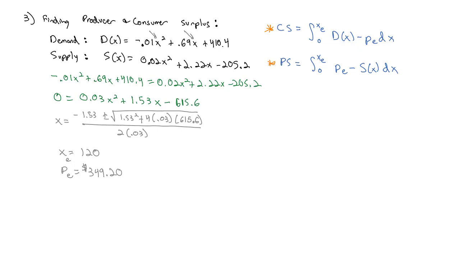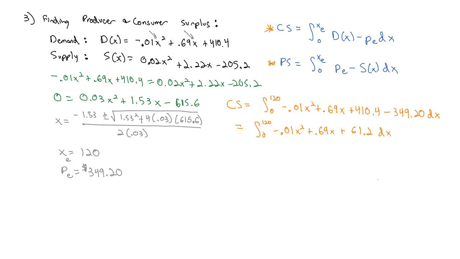Now that we know the equilibrium information, we're ready to actually move on to our formulas to calculate the consumer surplus and the producer's surplus. Let's do the consumer surplus first, which is the integral from 0 to the equilibrium point of 120 items, of the demand equation, which is negative 0.01x squared plus 0.69x plus 410.4. And then we subtract the equilibrium price of 349.20 dx. Combining like terms at the end, we have negative 0.01x squared plus 0.69x plus 61.2 dx.